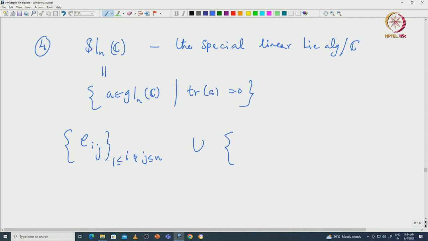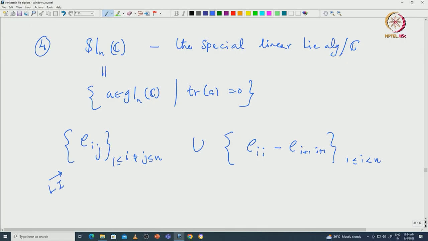So, what we can do? We can just put 1 and minus 1 in the i-th and (i+1)-th places and then construct a basis. That is given by E_ii minus E_{i+1,i+1} in terms of the elementary matrices, with i ranging from 1 up to n minus 1. It cannot be n. If you look at that, it is not hard to prove that this is linearly independent. That I will leave as an exercise.